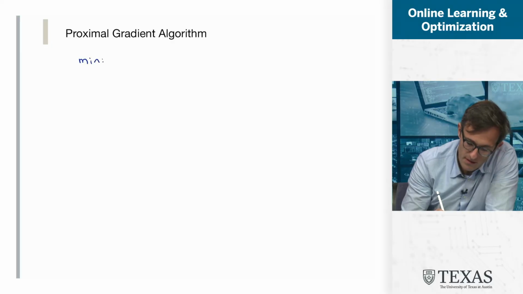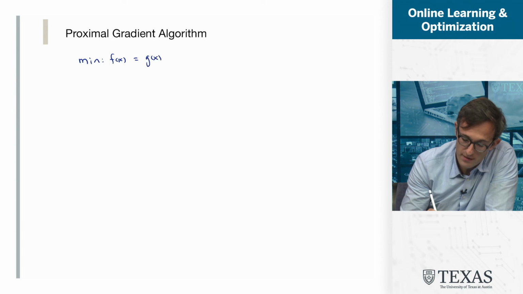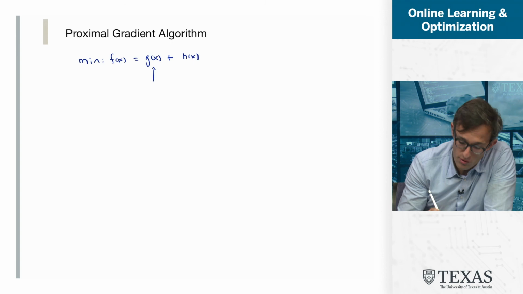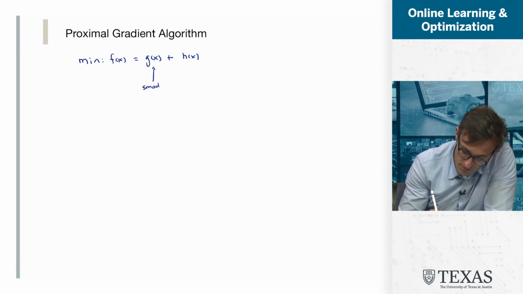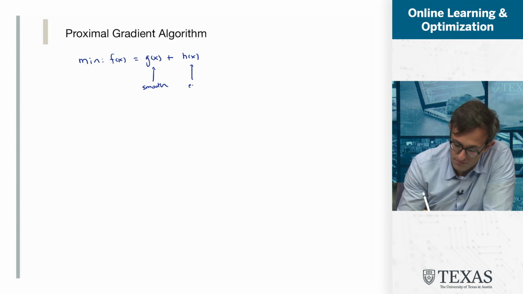Welcome back. We're talking about the proximal gradient algorithm. We're interested in minimizing composite functions. I want to minimize a function f of x that's equal to g of x plus h of x, where g of x is smooth and h of x has an easy to evaluate prox operator.